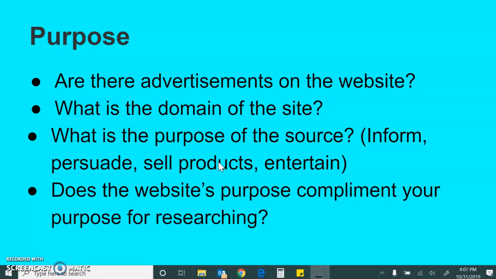And does the website's purpose complement your purpose for researching? Also, does the information complement your purpose? If it doesn't fit with your purpose, then the information will be irrelevant and you can't use it anyway.